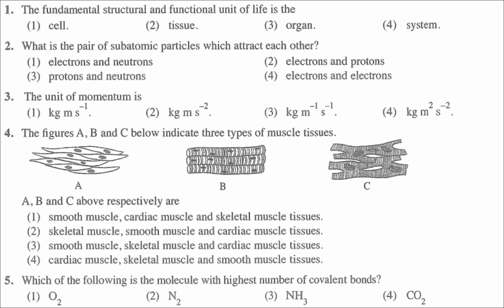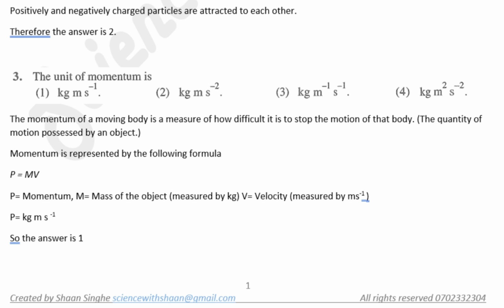And momentum is represented by the following formula, which is P equals m times v. P equals mv. P stands for momentum, m stands for mass of the object, and v stands for velocity. So what are the two factors that determine an object's momentum? It's the mass and the velocity.